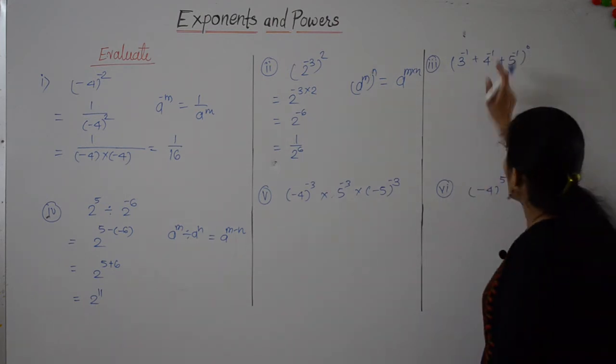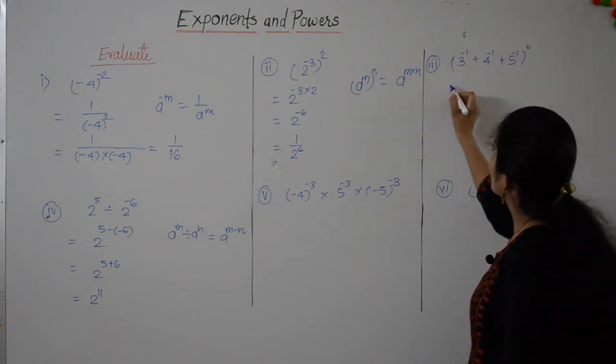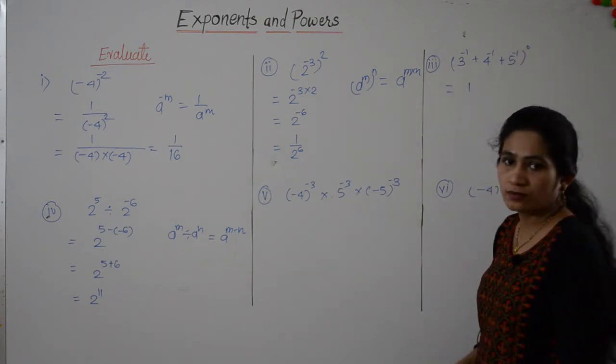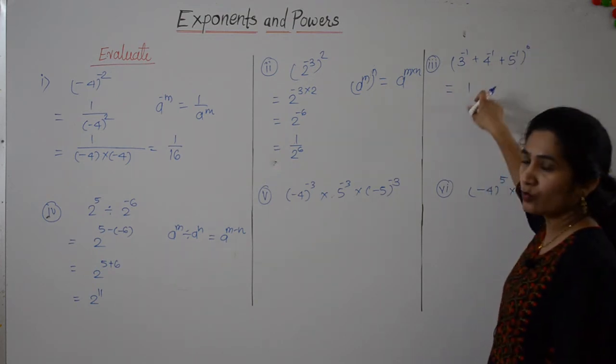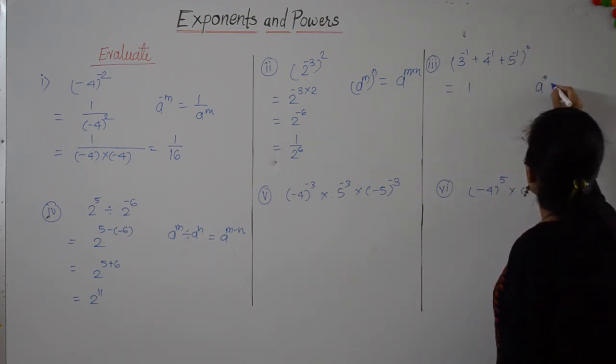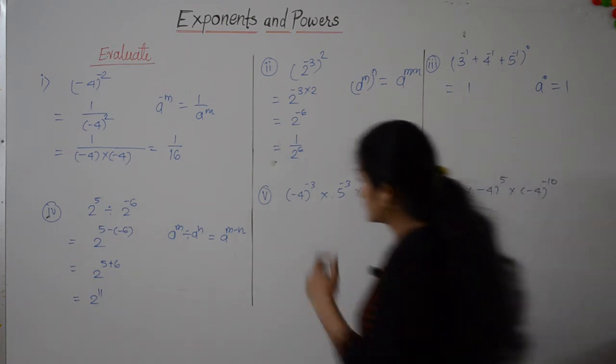See this one, 3 raised to minus 1 plus 4 raised to minus 1 plus 5 raised to minus 1 whole raised to 0. So this becomes 1, because as we have seen, any number raised to power 0 is 1. According to the law, a raised to power 0 is equals to 1.